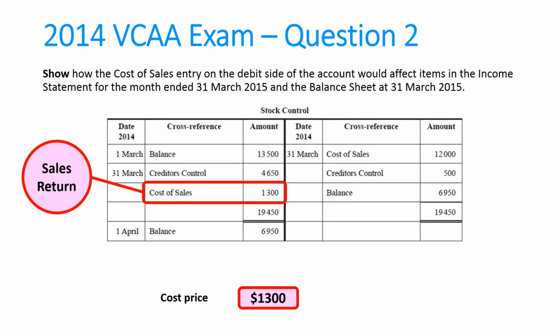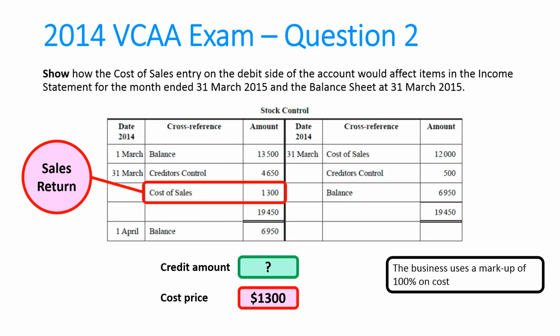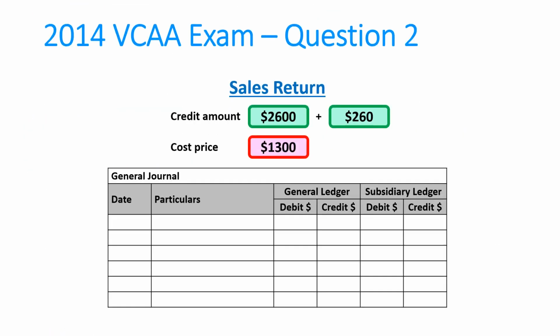So what's the credit amount then? If that's the amount of stock coming back in and this is a sales return, we must have given a customer a credit, but for how much? To get that, we needed to look at a bit of info buried in the question. In the introductory sentence, it said the business uses a markup of 100% on cost. So that must mean the credit to the customer was $2,600, plus they would have got their GST back of $260.